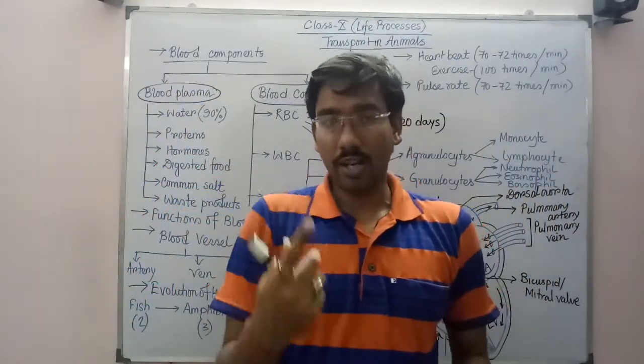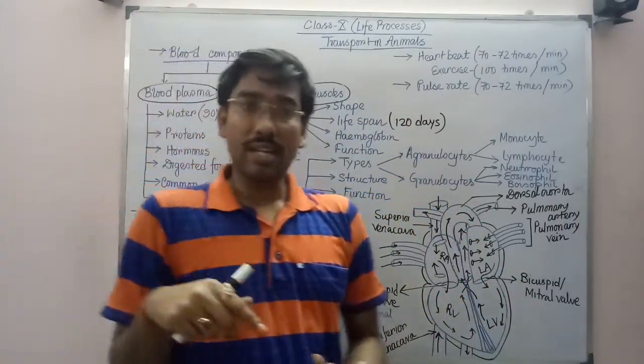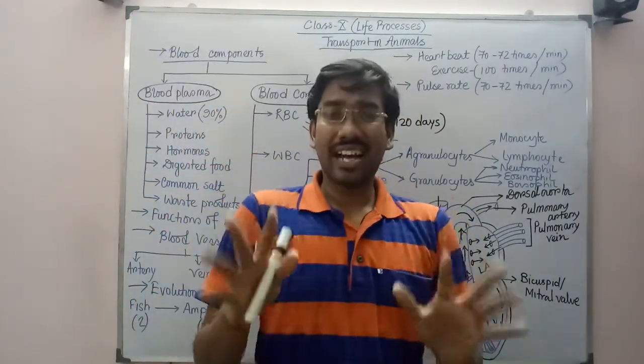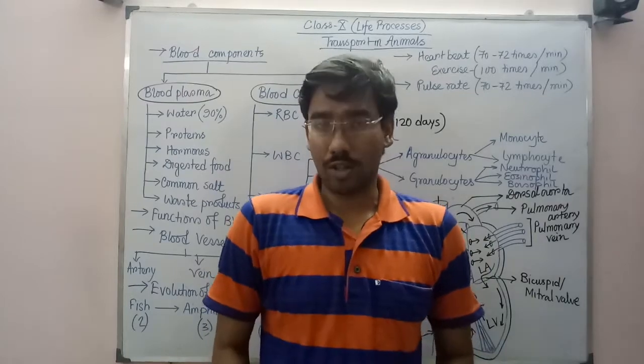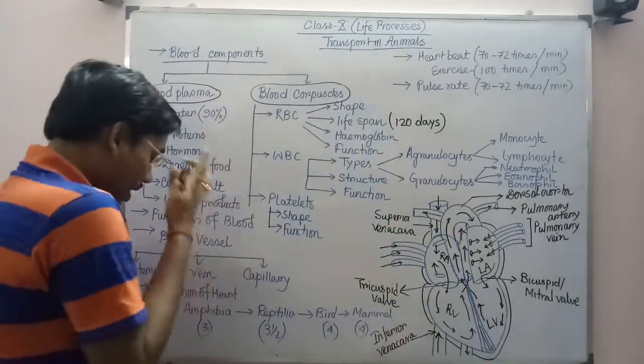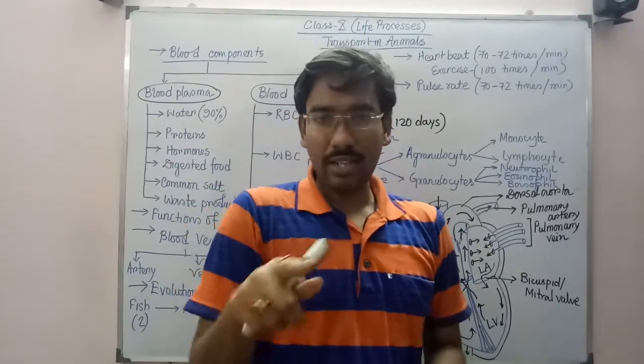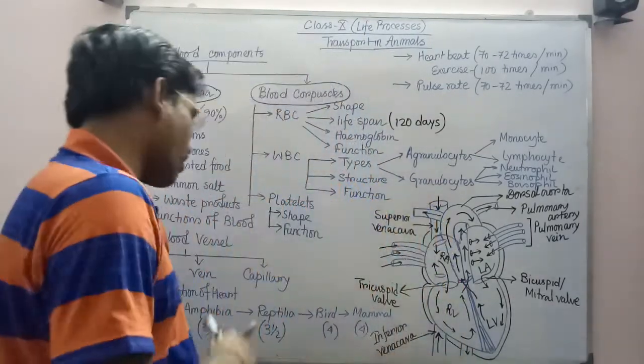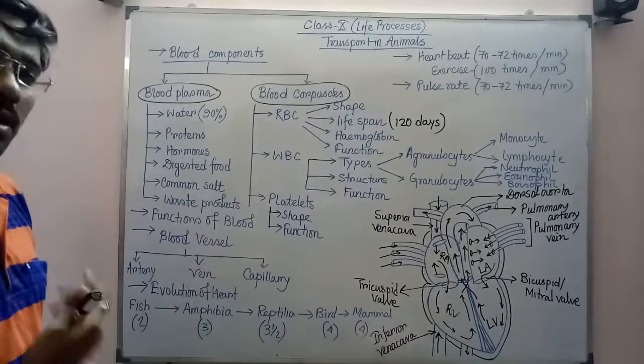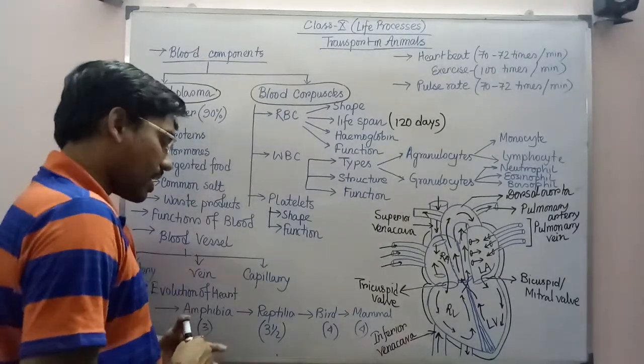Okay, not totally divided, because the interventricular septum has just started formation. So that's why we can say 3.5 chambers: the upper 2, the lower 2, and in between 3, total 3.5. That's why 3.5 chambers are present in reptiles here. There is also the problem of mixing the oxygenated and carbon dioxide containing blood.